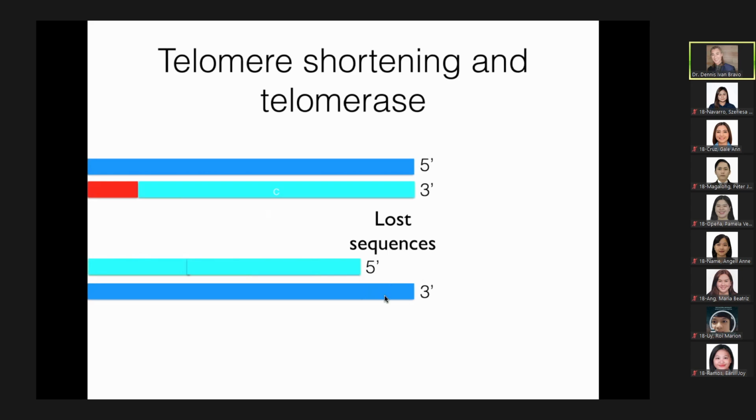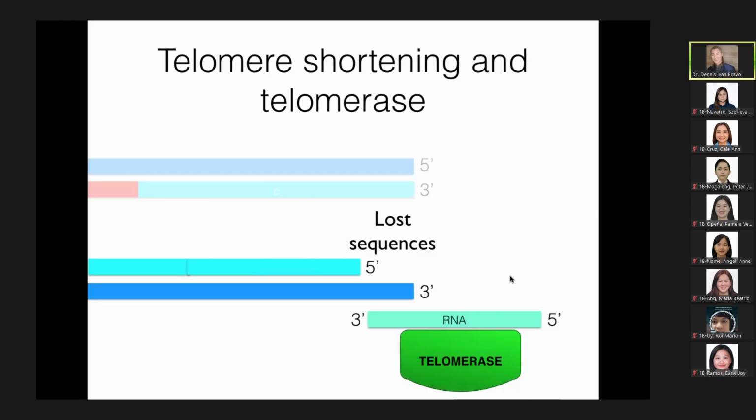So imagine if this is going to undergo another round of replication, that telomere will become shorter and shorter and shorter. So for eukaryotes, there's only a certain number of times that DNA can be replicated, after which they have to stop. Otherwise, nothing would be left. But for some cells, they do have an enzyme that can address telomere shortening. That enzyme is called telomerase.